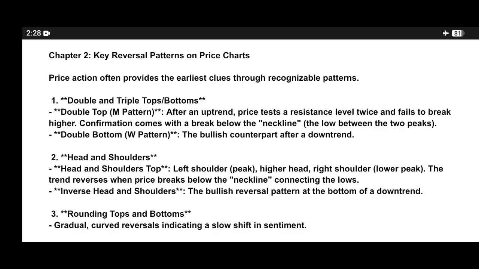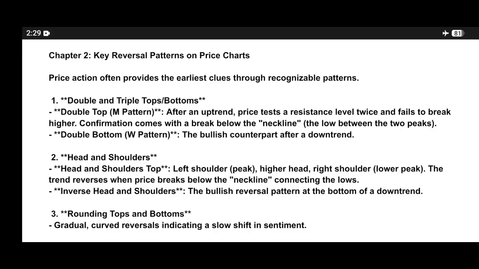Double top, or M pattern: after an uptrend, price tests a resistance level twice and fails to break higher. Confirmation comes with a break below the neckline, the low between the two peaks. Then the double bottom is the bullish counterpart after a downtrend.